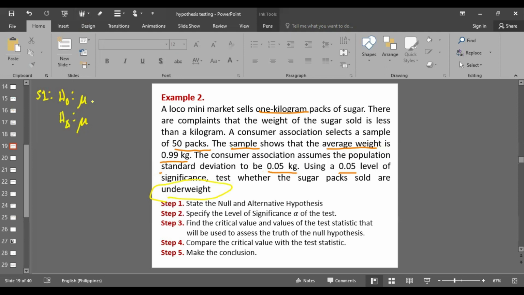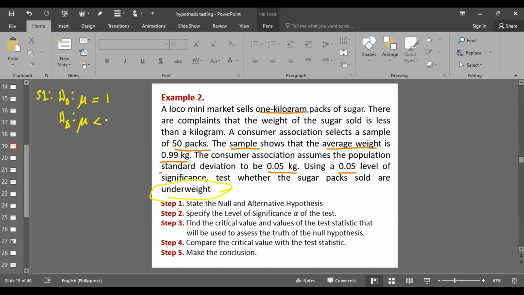Our null hypothesis here is mu is equal to 1. Kasi nga, yun yung kiniklaim na 1 kilogram daw yung average weight ng each pack of sugar. And the alternative hypothesis here will be what? Our keyword here is underweight. So, itetest daw natin kung yung sugar packs na pinapabili ay underweight. So, what symbol do you think should we use? Should we use greater than, less than, greater than or equal to, less than or equal to?